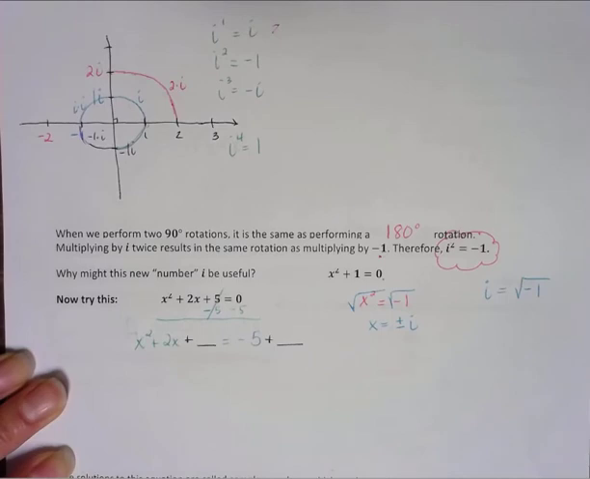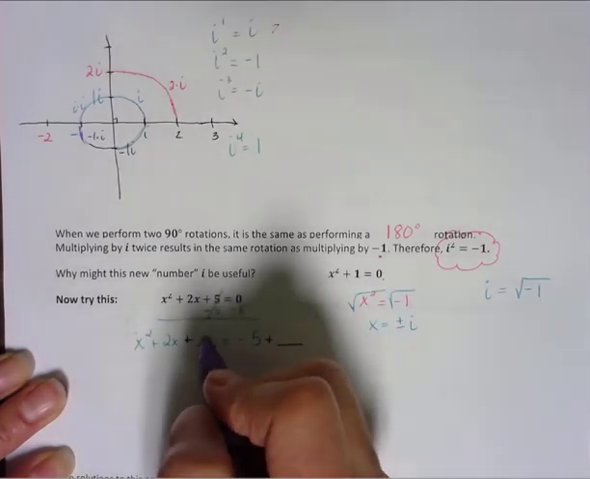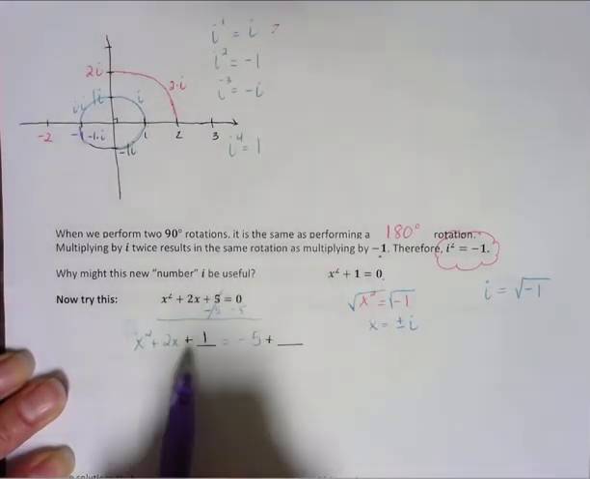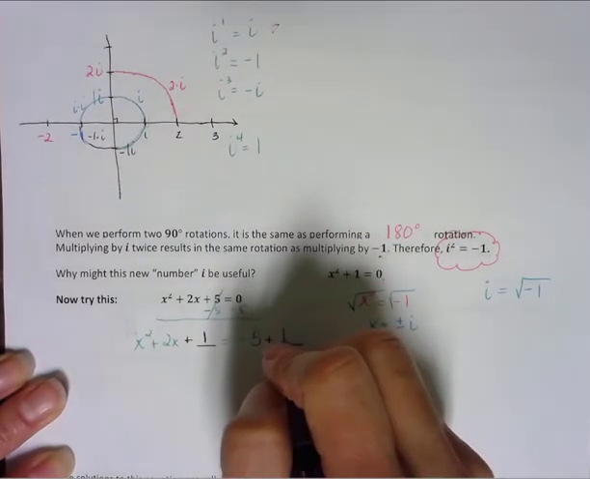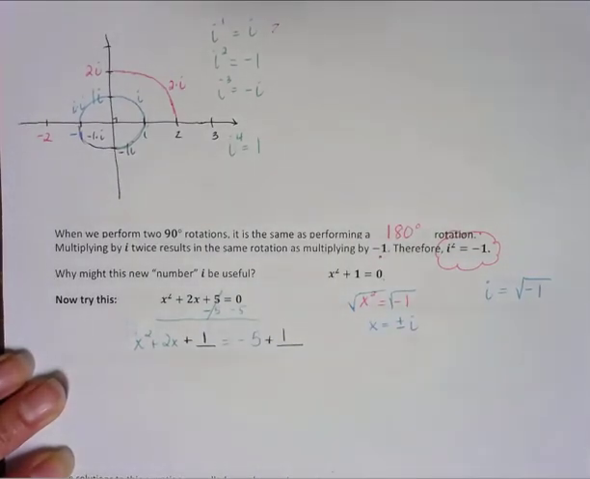And a perfect square trinomial, as a reminder, means that you have 2 identical binomial factors. So what am I going to add here? I'm going to put a 1, right? Because 1 plus 1 would give me 2, and 1 times 1 gives me 1.